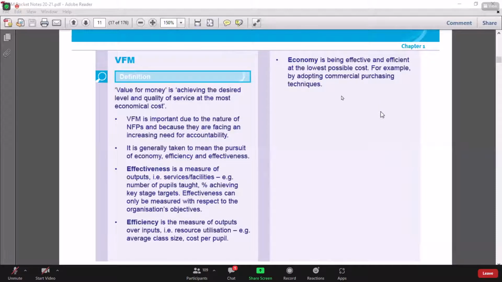Now, the next important concept is value for money. We generally say it as VFM. Value for money is achieving the desired level and quality of service at the most economic cost. It means providing quality service with the minimum cost. Value for money is important due to the nature of not-for-profit organizations, because they are facing an increasing need for accountability. If you can recollect, there are large stakeholders who are very much interested in this particular not-for-profit organization, so they are accountable to the different stakeholders.